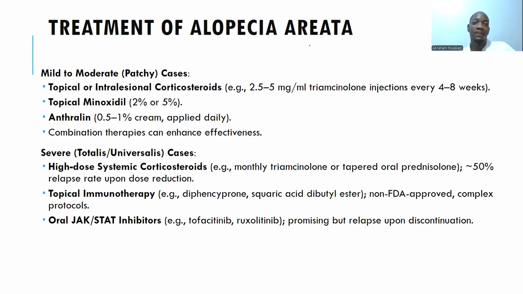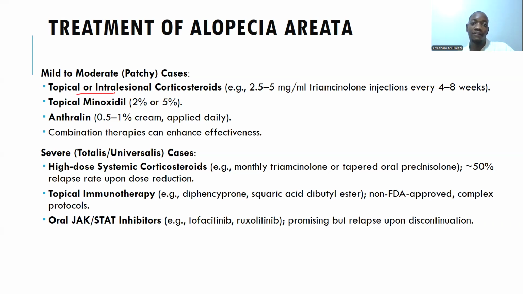Then, in terms of treatment, after counseling the patient about the condition, you can now go ahead and give your topical treatment. Either you can do intralesional corticosteroids, that is triamcinolone. This can be given maybe once every 4 to 8 weeks. Or you can do topical minoxidil to try and irritate the area and stimulate hair growth. You can as well do anthralin, where you do a 0.5 to 1% cream. This is applied maybe daily. You can also do combination therapy, where you give your minoxidil as well as anthralin, or you can do your steroid as well as your minoxidil.